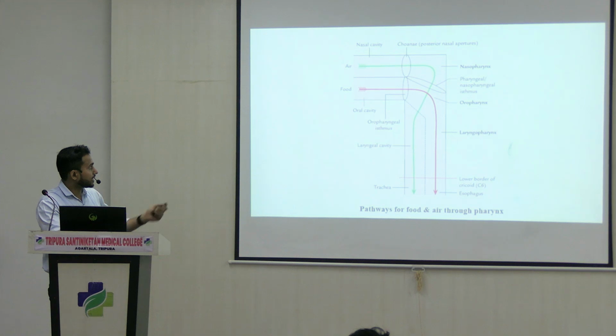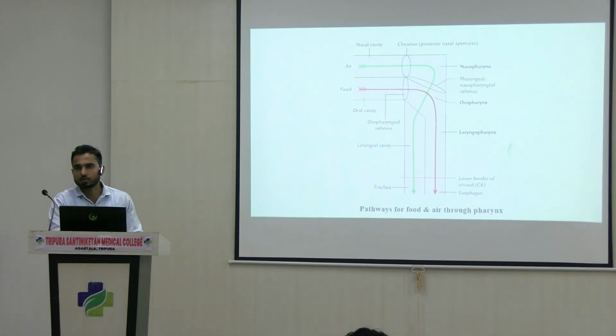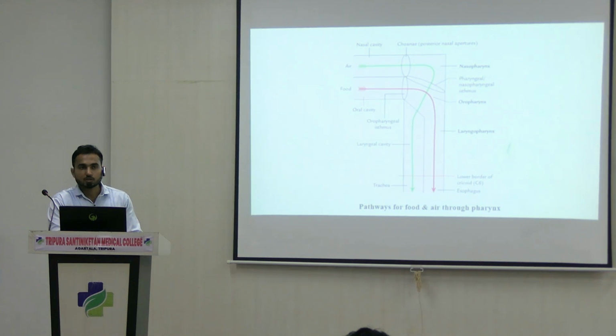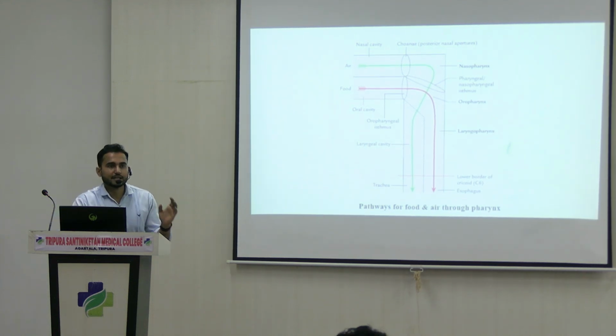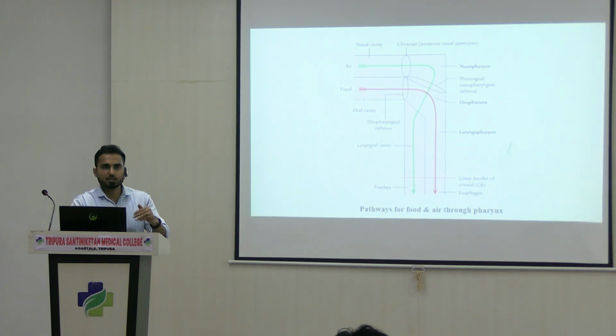Okay, so this one already I have shown you. Now here you can see the pharyngeal or nasopharyngeal isthmus. We have discussed the pharyngeal or nasopharyngeal isthmus. Now this particular feature is present in the floor of the nasopharynx. See, first in the nasopharynx we have defined the boundary. Then in each and every boundary, the important features, whatever was present, we have discussed. Like this we have to proceed.